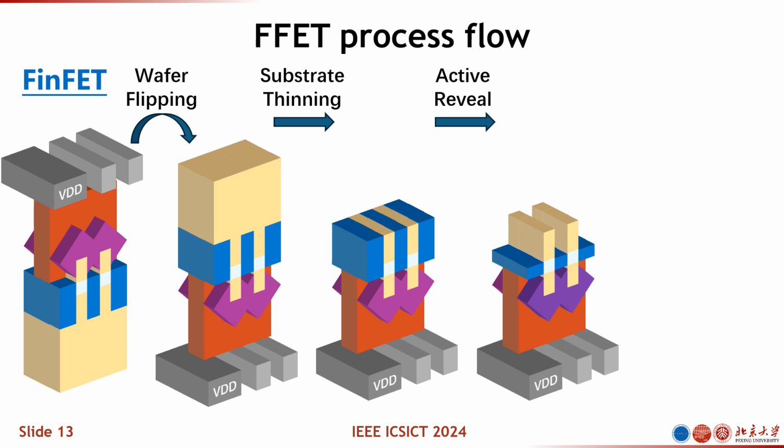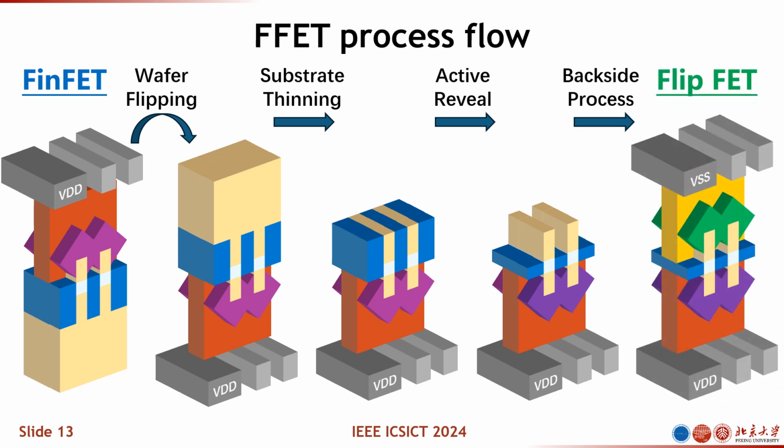By using this method, you flip the wafer, you remove the wafer substrate, and now you can expose the bottom side of the transistor. And now you can see the bottom part of the fin is now exposed. You can do another layer of transistor. And in the end, you will have the FlipFET. So you can see the key concept of this idea is you have a fin, and you utilize the front side of the fin, and then you use the bottom side of the fin.